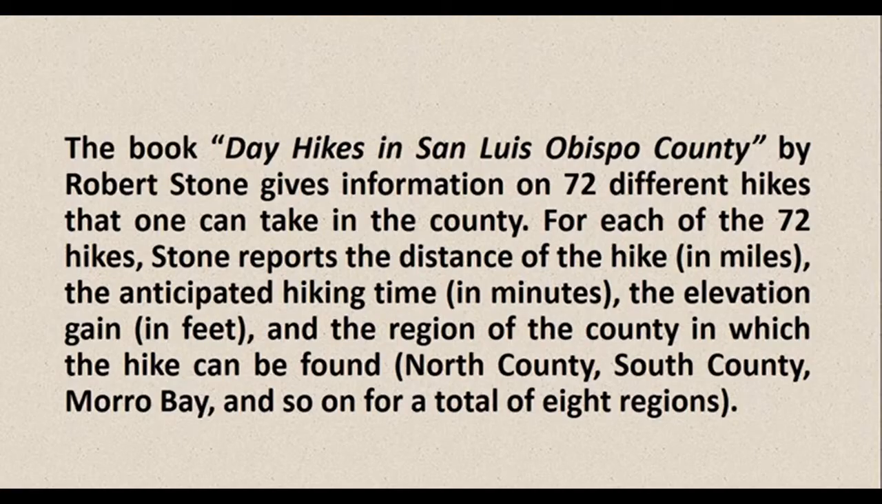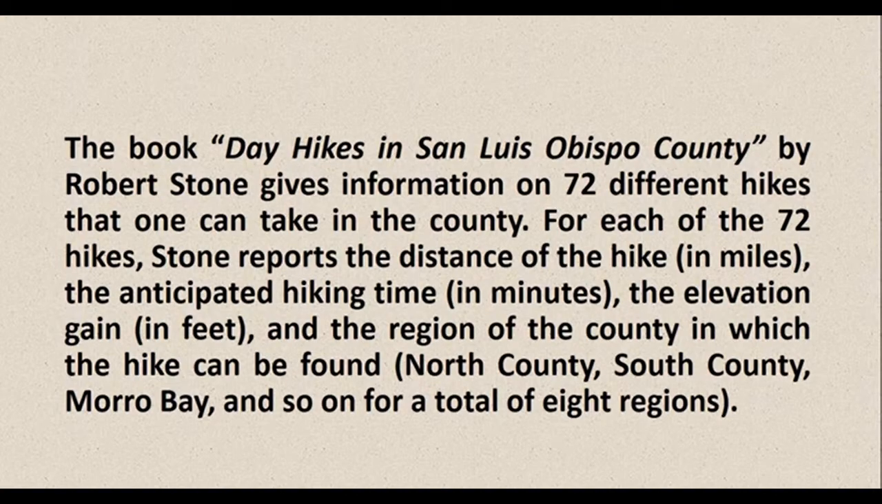Here is an example. The book Day Hikes in San Luis Obispo County by Robert Stone gives information on 72 different hikes that one can take in the county. For each of the 72 hikes, Stone reports the distance of the hike, in miles, the anticipated hiking time, in minutes, the elevation gain, in feet, and the region of the county in which the hike can be found, North County, South County, Morro Bay, and so on for a total of 8 regions.